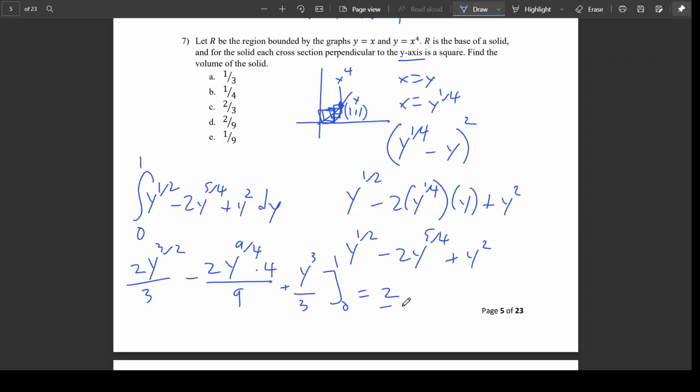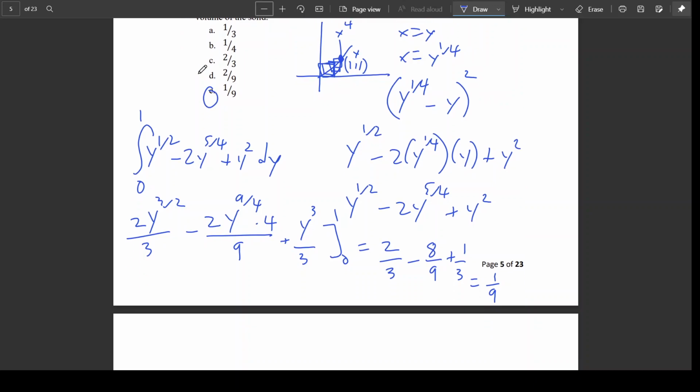So we're going to get 2/3 minus, if you plug in 1 here, you're going to get 2 times 4 is 8, 8 over 9, and then 1/3 plus 1/3. 2/3 plus 1/3 is 1, and 1 minus 8/9 is 1/9. So we're going to go with E there as our best answer.